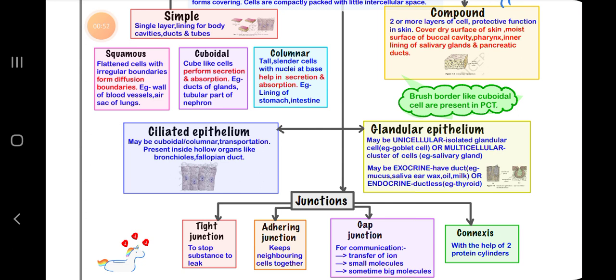Ciliated may be cuboidal or columnar, for transportation, present inside hollow organs. Glandular epithelium may be unicellular, isolated glandular cells, or multicellular clusters of cells, and may be exocrine or endocrine.